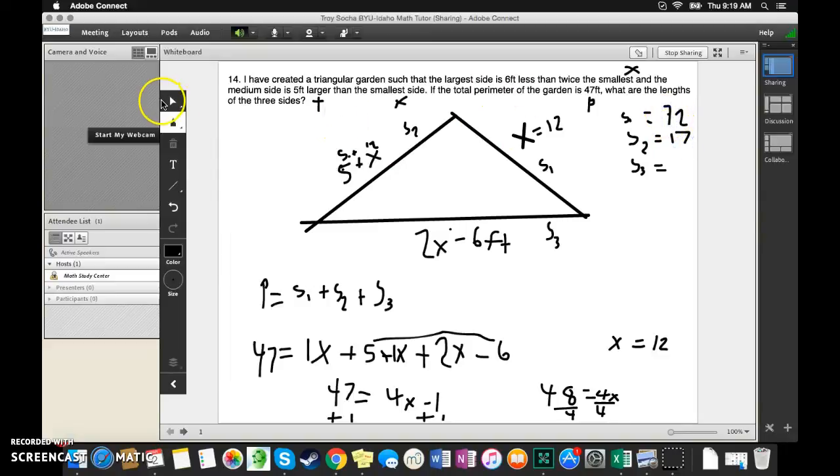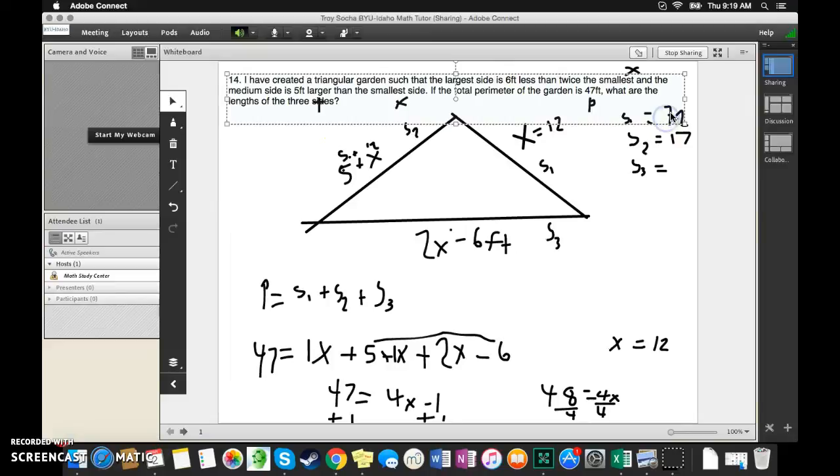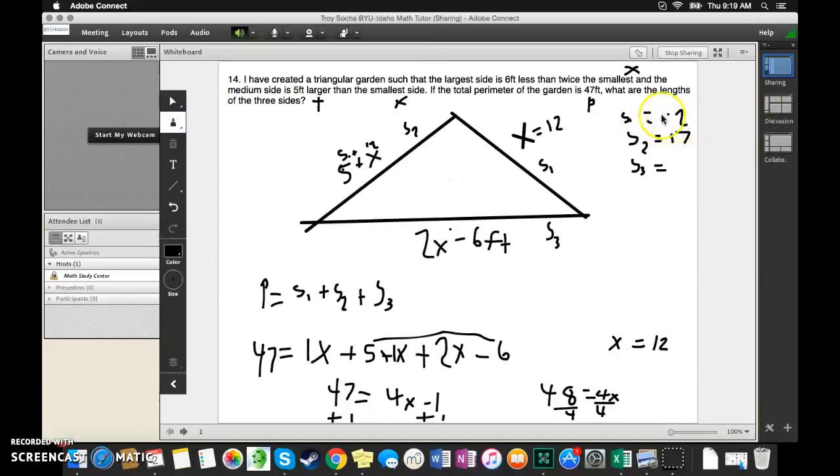This is not 72. Let's fix that, because this is not 72. This is just 12. All right, and then S3 is 2x, so 2 times 12 minus 6, which is 24 minus 6, which is 18. So those are the lengths of your sides. That is how you would solve that. If you need to, watch this video over again and it'll help you out.